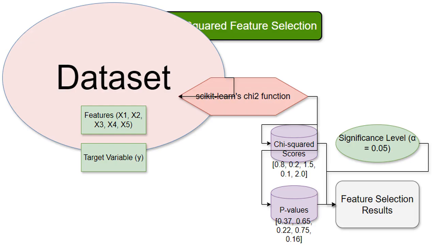Let's call them x1, x2, x3, x4, and x5, and a categorical target variable, which we'll call y. Think of it like trying to predict whether a customer will buy a product Y based on 5 different characteristics, x1 to x5.